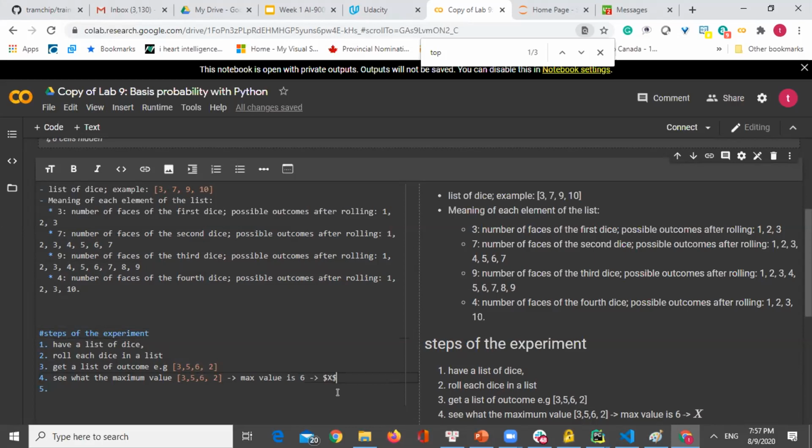The x. And now for this random variable, we are trying to compute the probability that this maximum value is equal to a given value. Compute the probability that x equals a given value. Yeah, this is there. You should create a function.